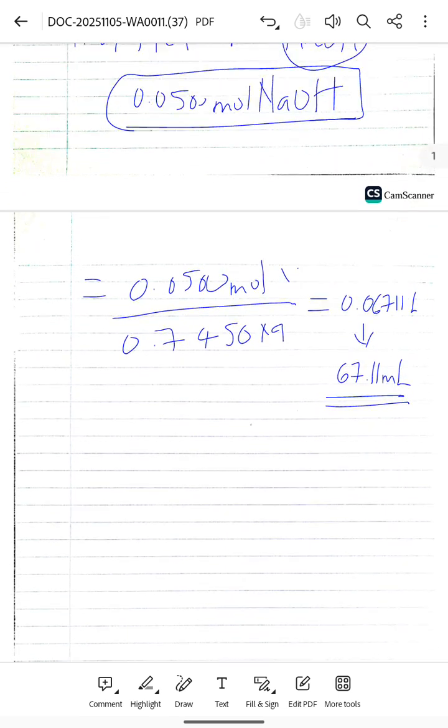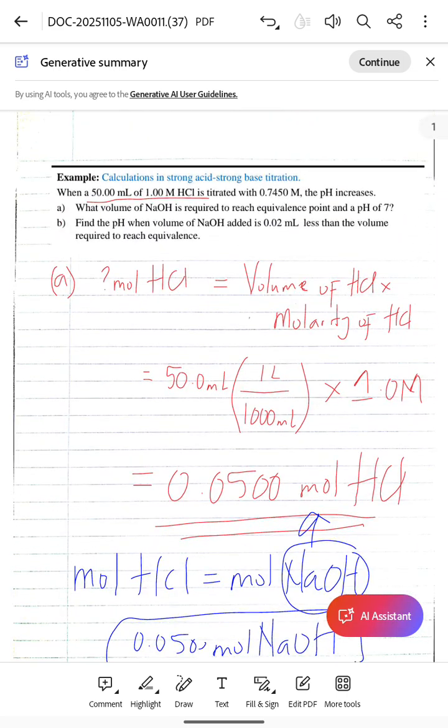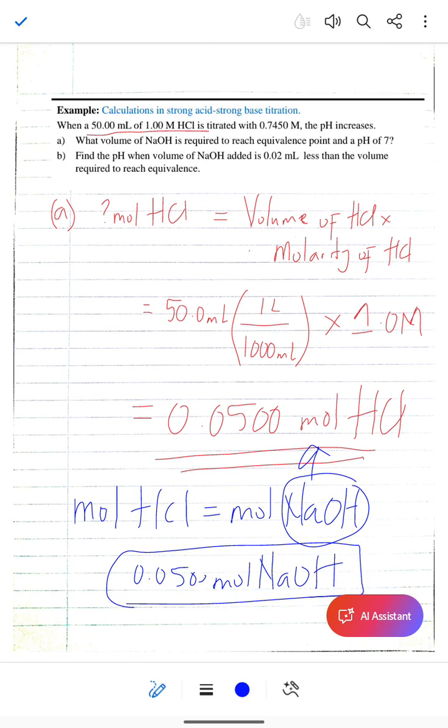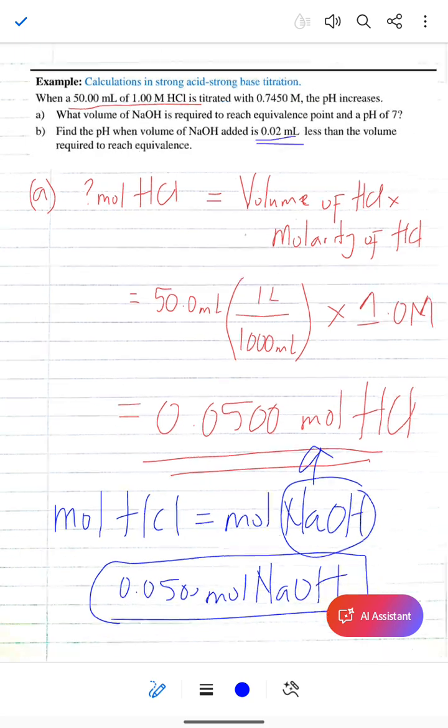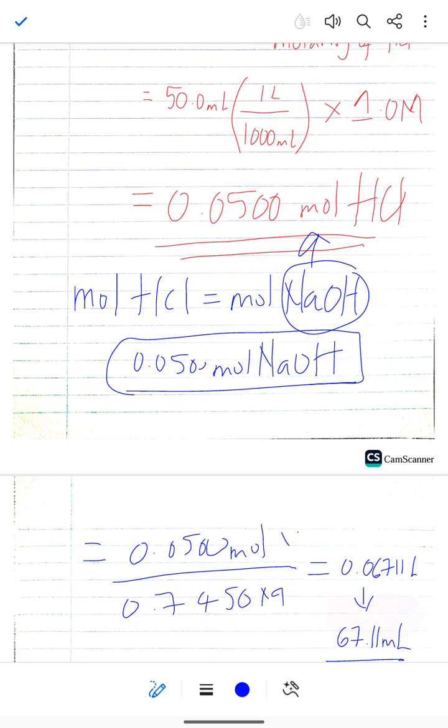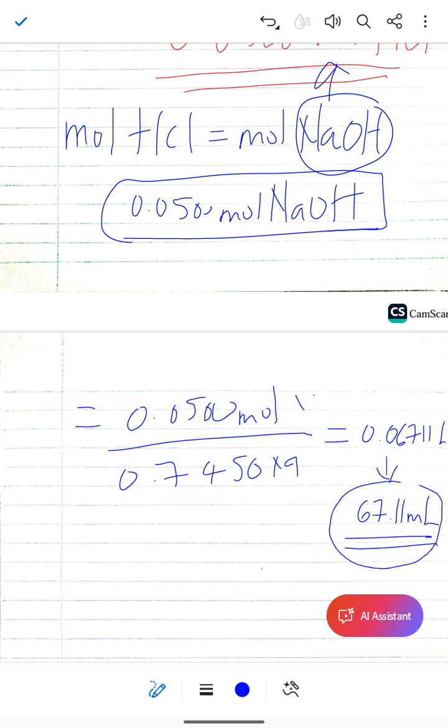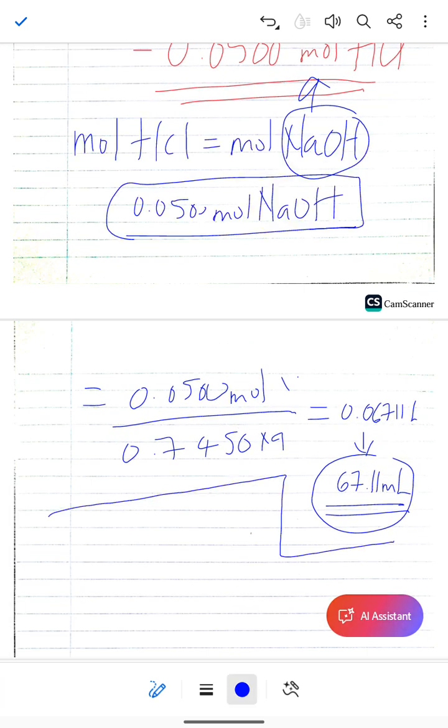Now, moving on to part B. What does part B say? Part B says find the pH when the volume of sodium hydroxide added is 0.02 ml less than the volume required to reach the equivalence point. That means from the start we just need to subtract this 0.02 ml from this 67.11 here. So that's the first approach before we go any further.